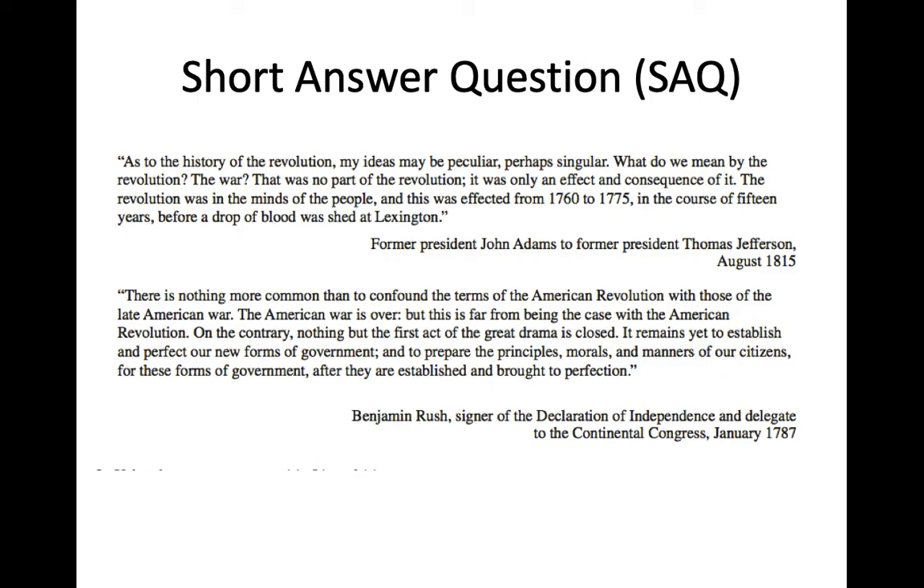It is typical of the short answer question on the AP exam for them to have at least one that has one or two quotes from either historical records, so primary sources, or secondary sources to compare and contrast. Here are two primary sources, a text by John Adams and a text by Benjamin Rush, both revolutionaries from the 1780s who were part of the revolutionary movement.